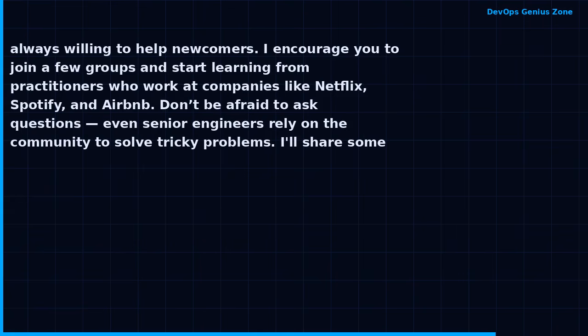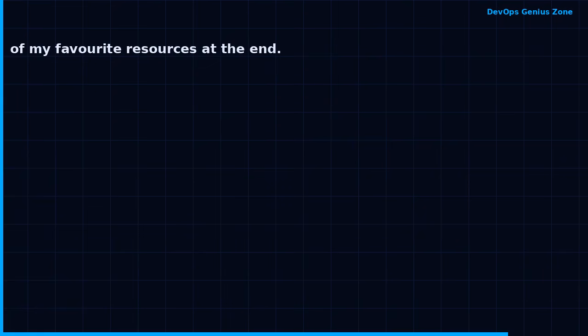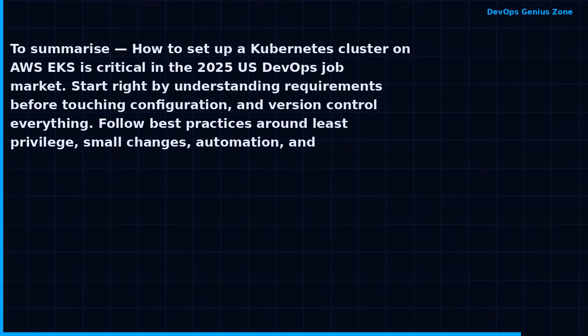The community around Kubernetes on AWS EKS is one of the most active in tech. There are dedicated Slack workspaces, Discord servers, local meetups, and global conferences like KubeCon, re:Invent, and HashiConf. The DevOps community in the US is incredibly welcoming and always willing to help newcomers. I encourage you to join a few groups and start learning from practitioners who work at companies like Netflix, Spotify, and Airbnb. Don't be afraid to ask questions, even senior engineers rely on the community to solve tricky problems. I'll share some of my favorite resources at the end.